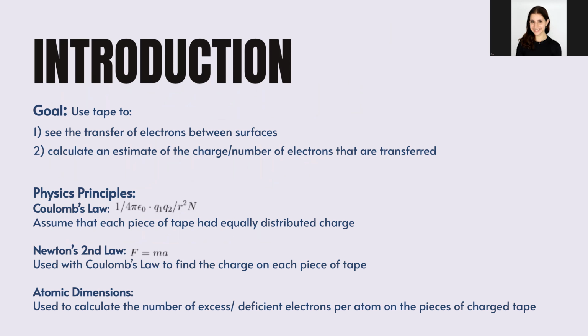There are a couple of physics principles that were used for this lab. First, I used Coulomb's law, which I put the formula for right there. To use this formula, I assumed that each of the pieces of tape has an equally distributed charge over the full piece of tape. Then I also used Newton's second law, which I used with Coulomb's law to find the charge on each of the tape pieces. And I also used some atomic dimensions to find the number of excess electrons per atom on the piece of charged tape.